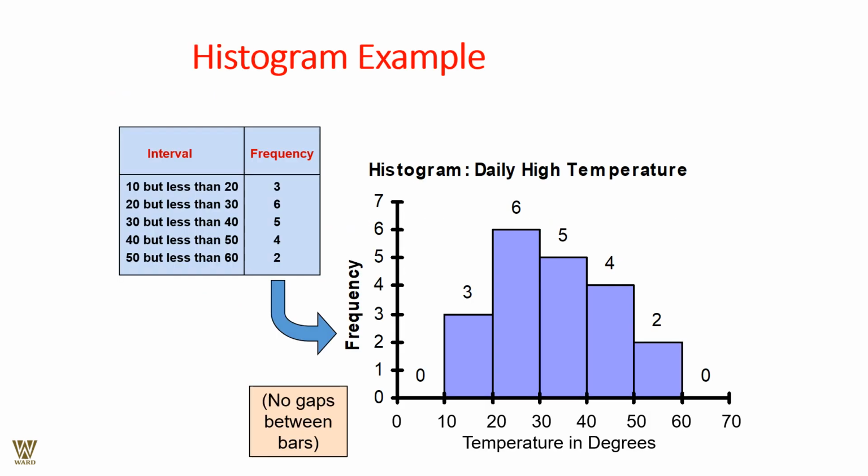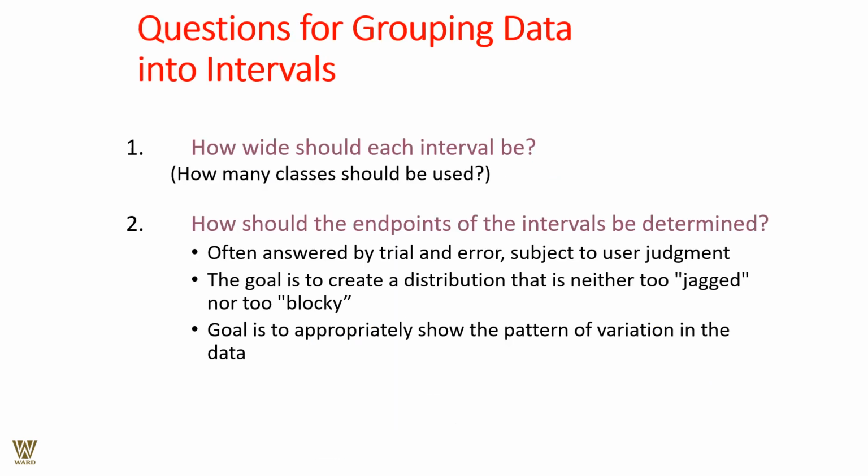Here is a good example of a histogram. The pictorial representation: you have those intervals, and then you have everything reflected out there. Now, the histogram of daily temperature comes around it, and if you look at this, there are no gaps between the bars, absolutely no gaps between the bars.